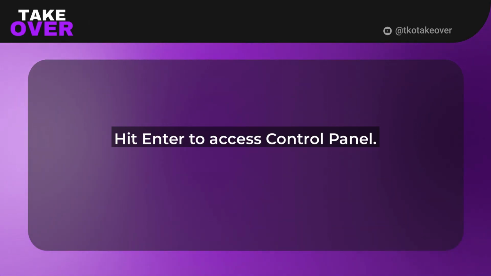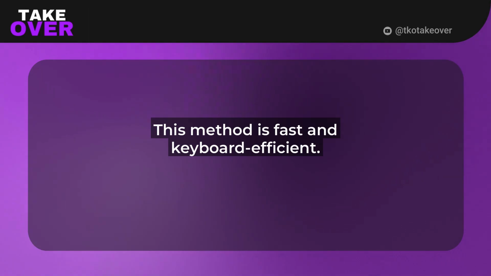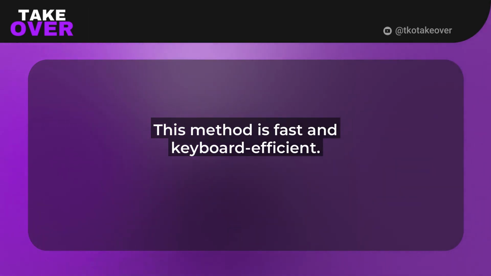Once the Run box appears, type in the word Control without the quotes. It's that straightforward, just Control. Now, hit the Enter key or click OK. Voila! The control panel window should open right up, displaying all your system settings, categories, and options.